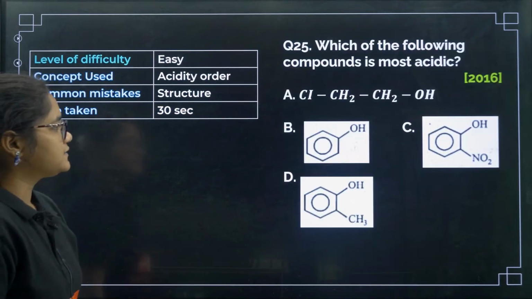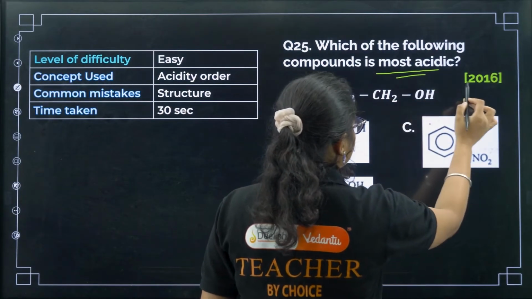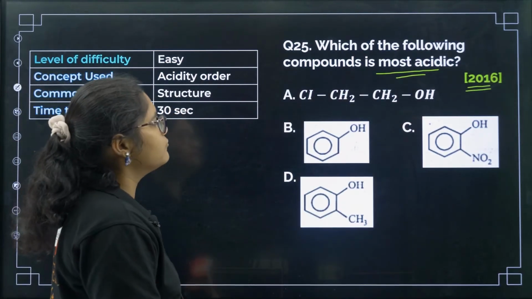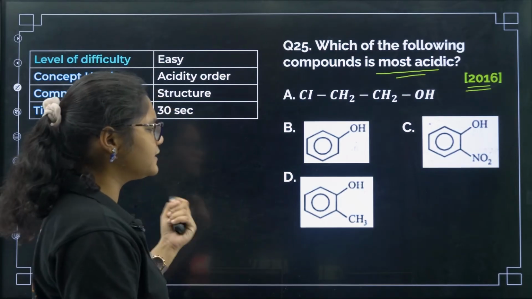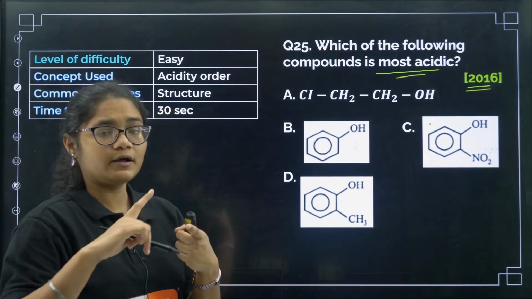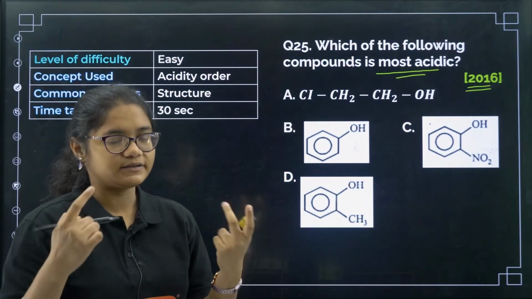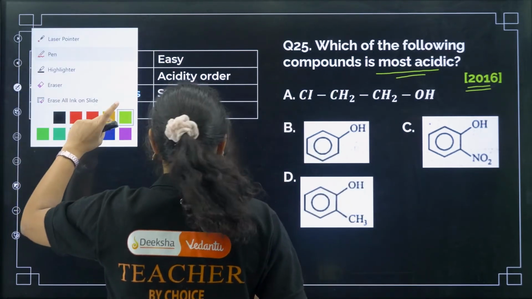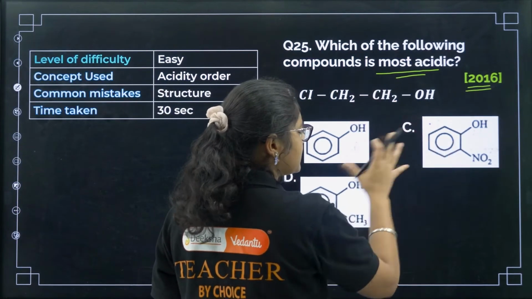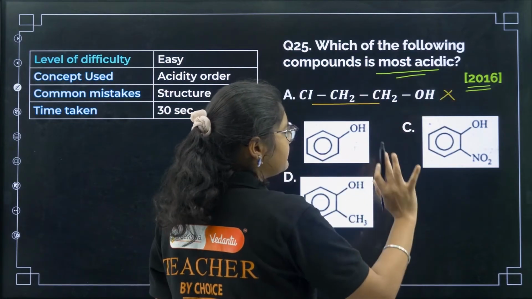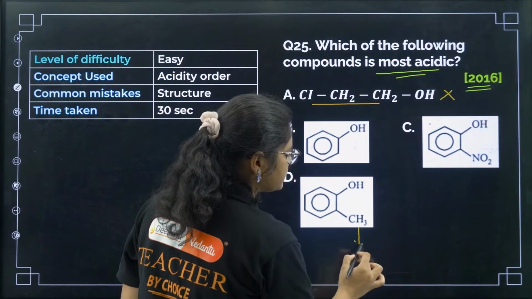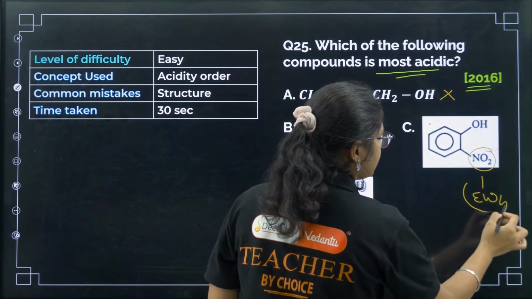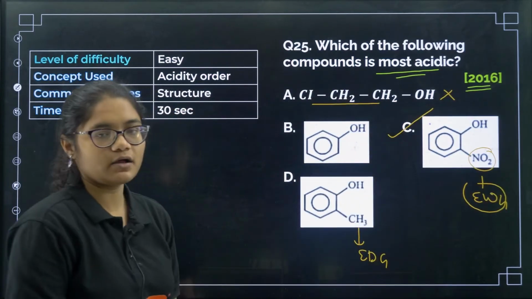Next question number 25, most acidic, a 2016 question, most acidic compound. Again the same concept, you have to know that an electron withdrawing group will increase the acidity, and an electron donating group will decrease the acidity, right. Phenols are more acidic than alcohol, so definitely we can eliminate this one. Now here there is no group, and CH3 is an electron donating group, right. And NO2 is an electron withdrawing group, so definitely it will increase the acidity. Option number C will be the most acidic.